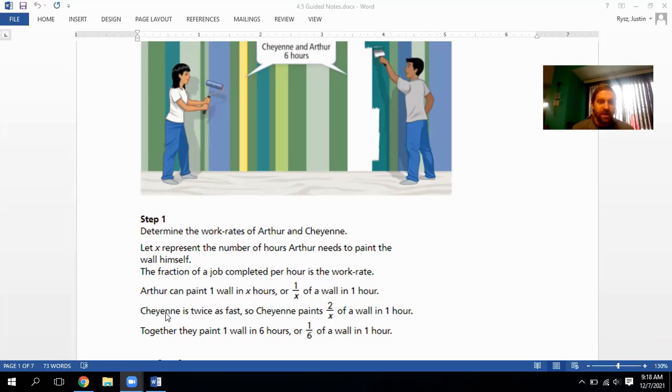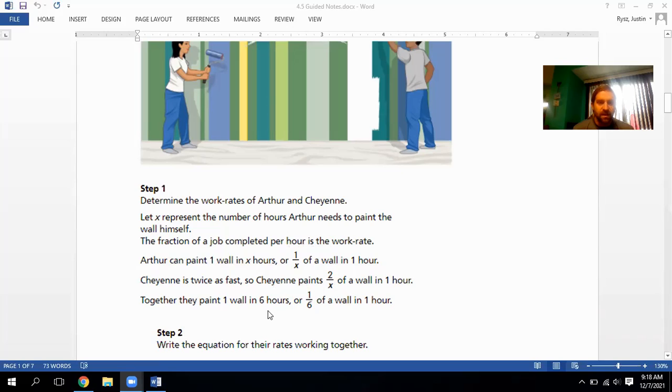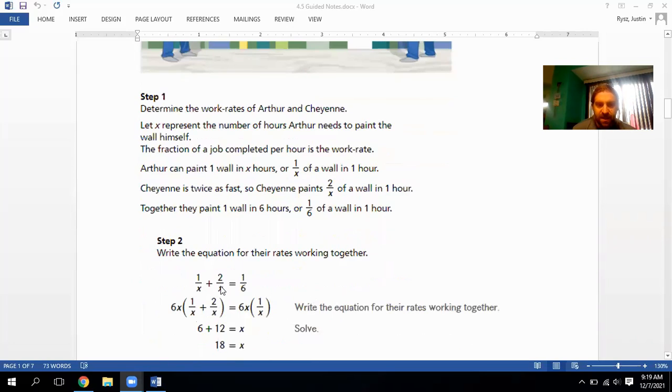Okay. Cheyenne can paint twice as fast, so Cheyenne paints 2 over x, meaning she can paint 2 of them over the amount of hours, so 2 in 1 hour. So together they can paint the wall in 6 hours, or 1 over 6. So we can set up the equation that Arthur plus Cheyenne would equal 1 over 6.